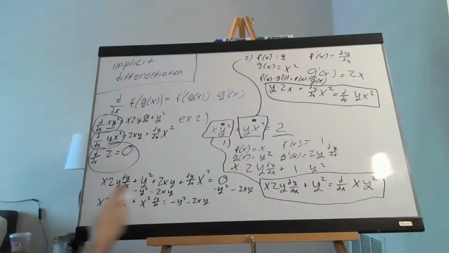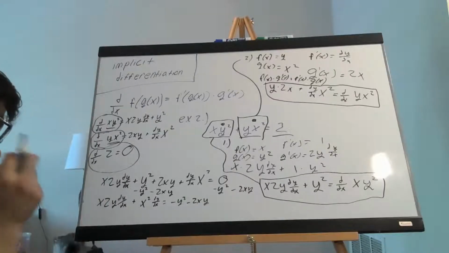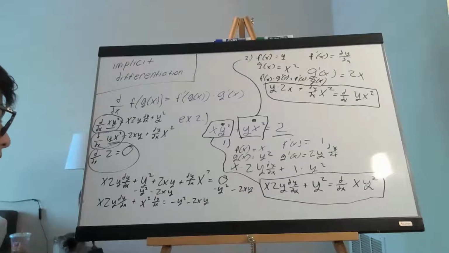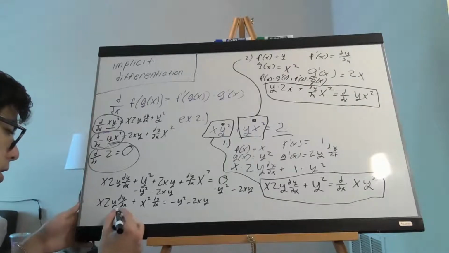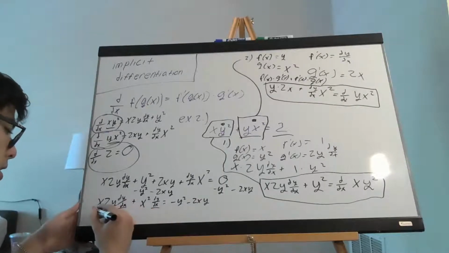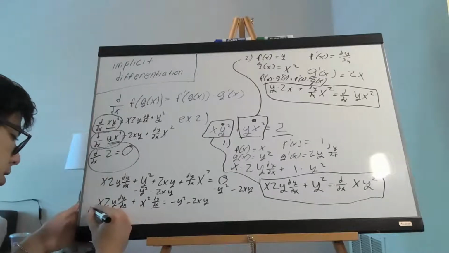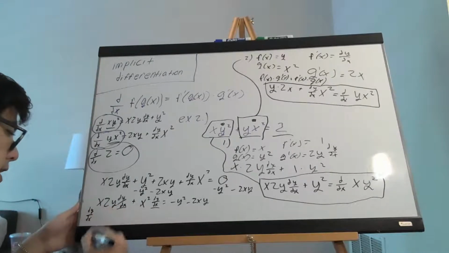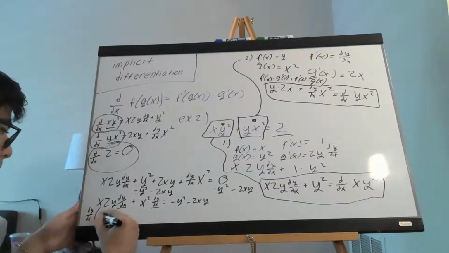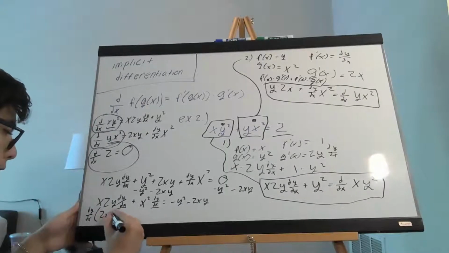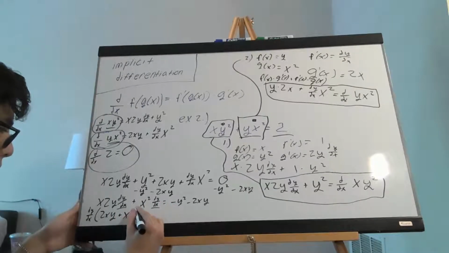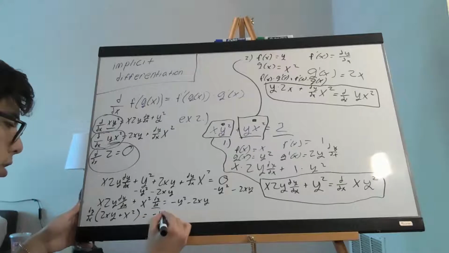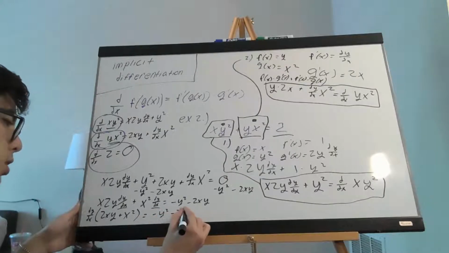So right here, you're probably like, okay, what next? But if you remember how to factor, then you should know exactly what to do next. What we're going to do here is take out the dy/dx. So we're going to put that out in front, dy/dx times 2xy plus x squared equals negative y squared minus 2xy.